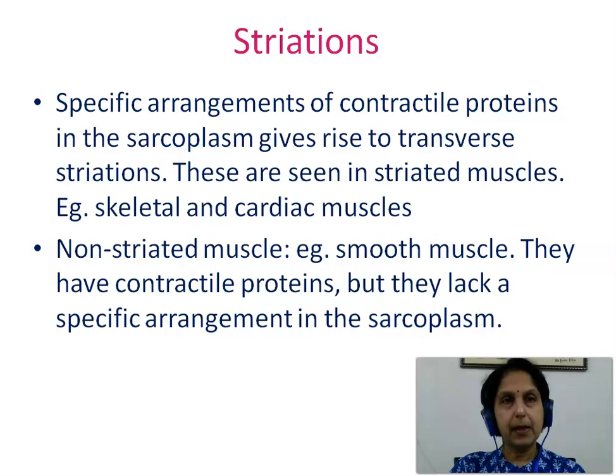Striations. These are the specific arrangements of contractile proteins in the sarcoplasm, giving rise to transverse striations. These are seen in striated muscles, examples being skeletal and cardiac muscles. Non-striated muscle, an example being the smooth muscles, have contractile proteins, but they lack a specific arrangement in the sarcoplasm.